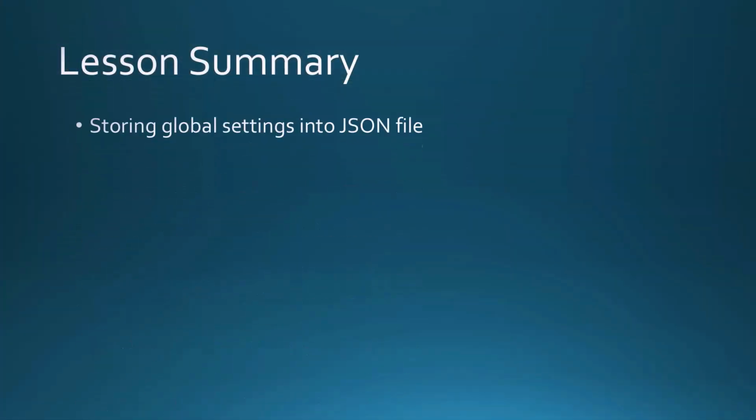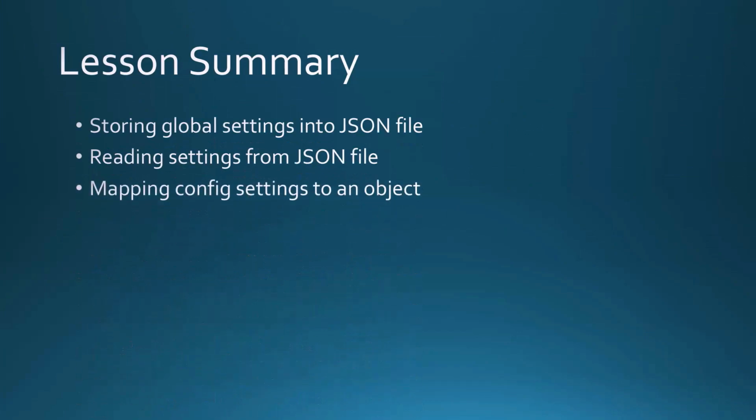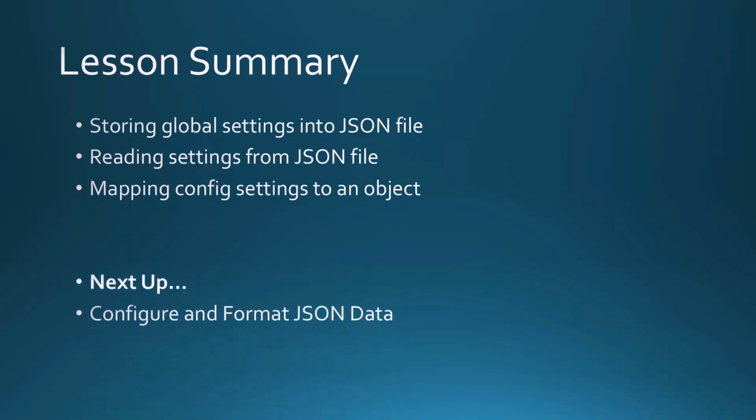In this lesson, we learned to store global settings into a JSON file. We learned how to read those settings from that JSON file one at a time, and we also learned how to map those config settings to an object. Coming up next, configure and format JSON data.